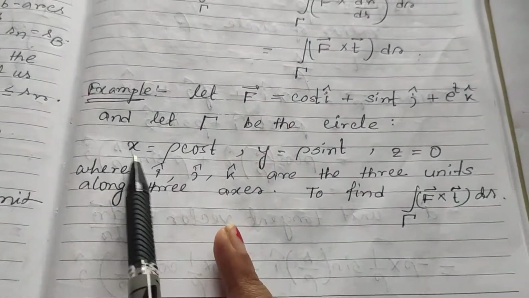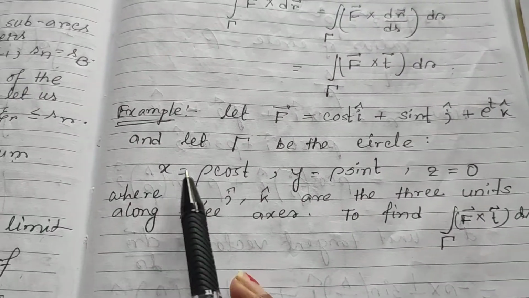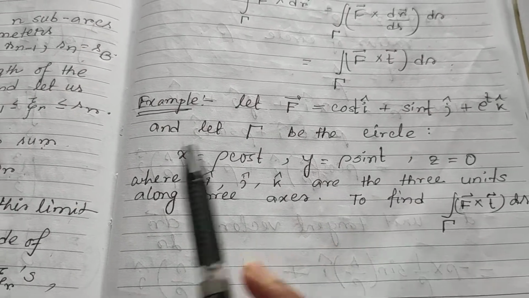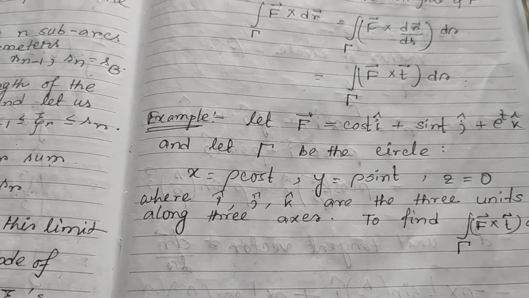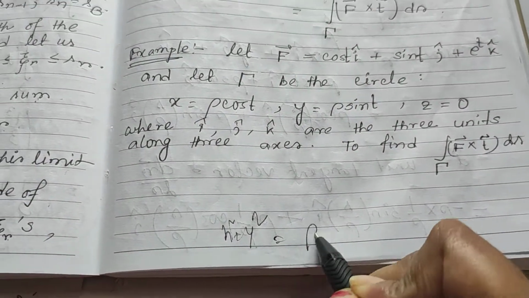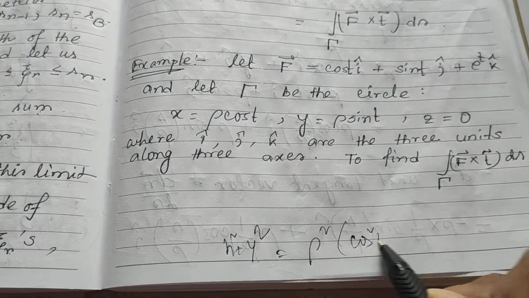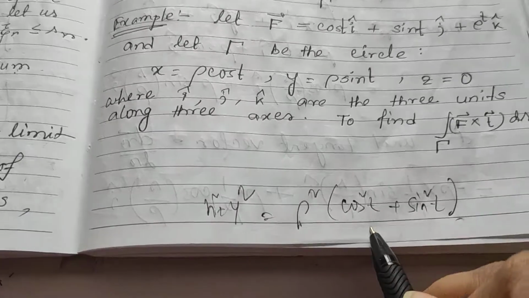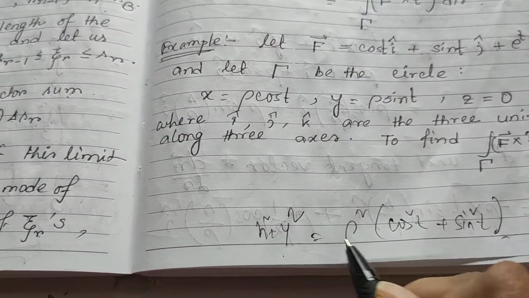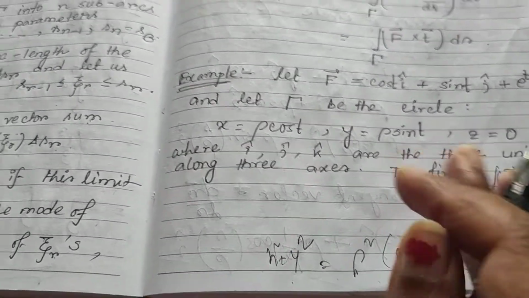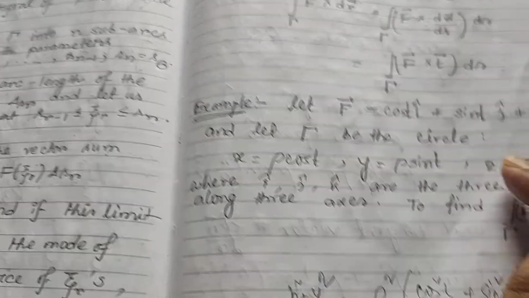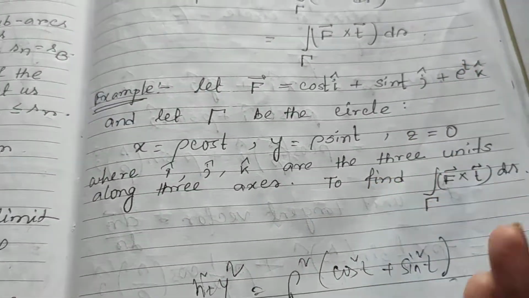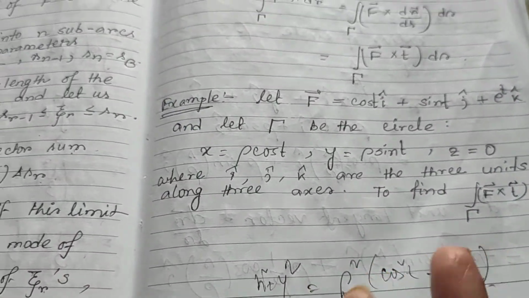If you take x square plus y square and add them, you will get rho square times cos square t plus sin square t. Therefore cos square t plus sin square t becomes 1, and x square plus y square equals rho square. So you are getting nothing but a circle, and z is 0. If you take z square and add it, then it will be a sphere.